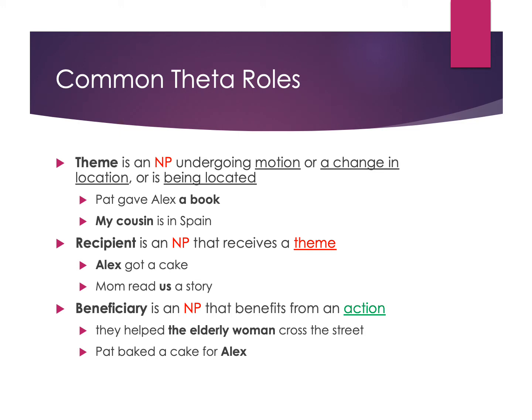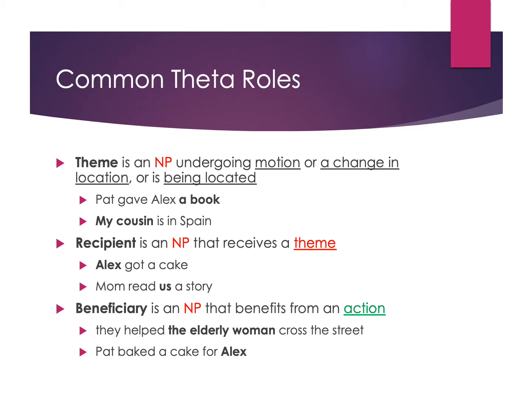Beneficiaries, which are related in concept, are also noun phrases, but they benefit from an action. So they're not receiving a theme. There's always some other noun phrase with the recipient. Beneficiaries benefit directly from some action. So if I say they helped the elderly woman cross the street, there's no theme to be received, but they are benefiting from the action of the help.